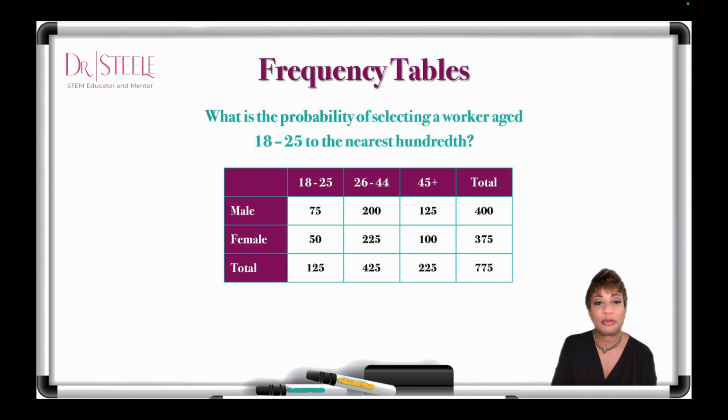Let's look at frequency tables. What is the probability of selecting a worker aged 18 to 25 to the nearest hundredth? We go to our table, we have 18 to 25, and so we have a total of 125 over the total amount of workers, 775, and that is going to give us a probability of 16 hundredths.